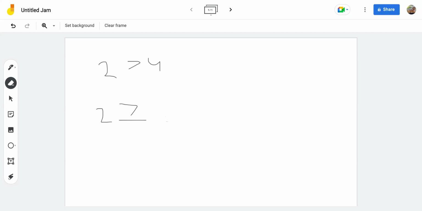So what is 2 equal to? Sarvesh, 2 is equal to? Think about what 2 is equal to. 2 equals 2. Yeah, correct. So 2 is equal to 2.